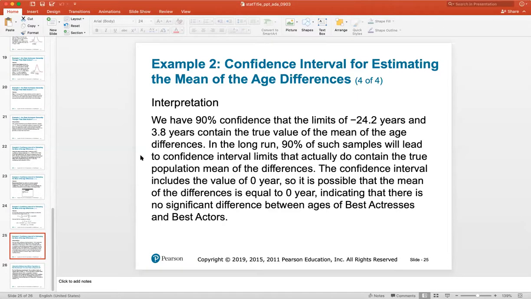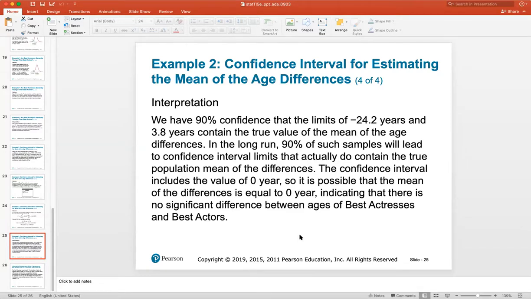All right. So what can you say about the dependent sample in this example from the confidence interval? Here is the interpretation. We have 90% confidence that the limits of negative 24.2 years and 3.8 years contain the true value of the mean of the age differences. So in the long run, 90% of such samples will lead to confidence interval limits that actually do contain the true population mean of the differences.